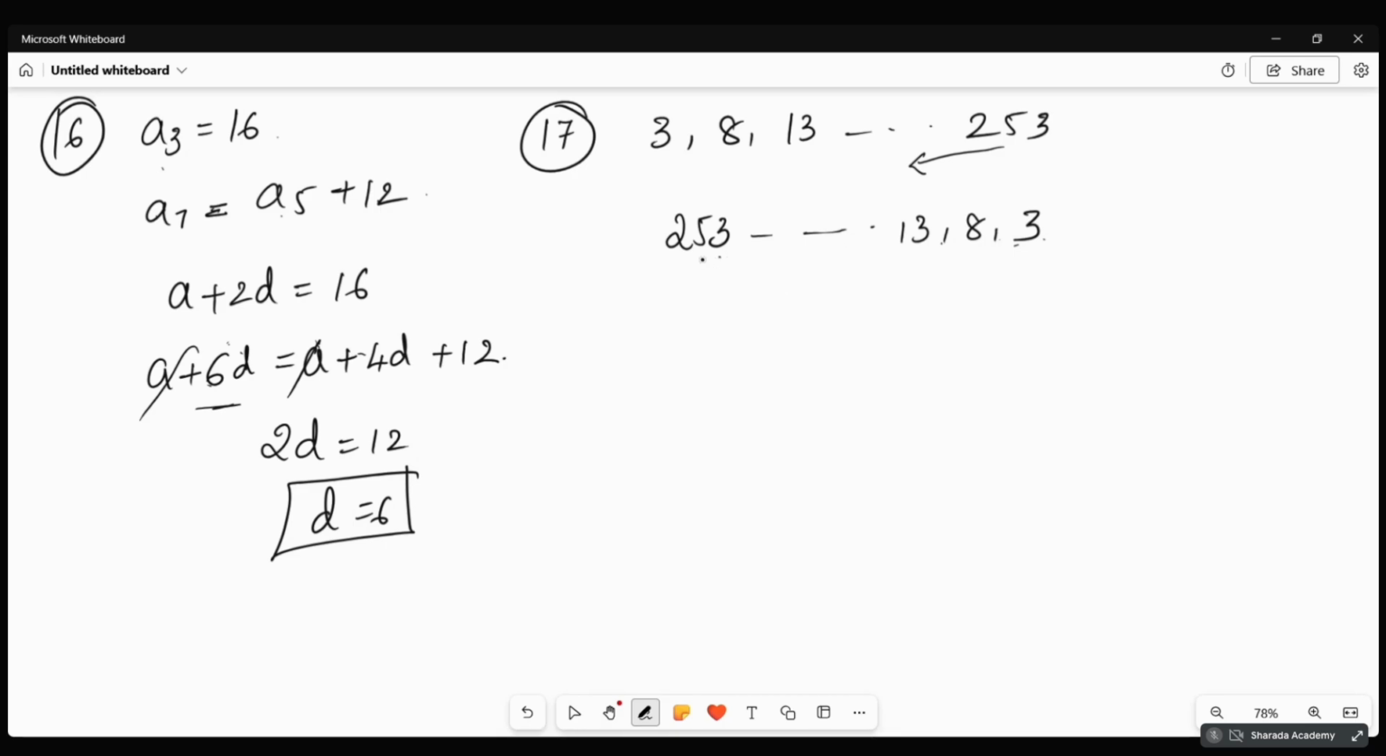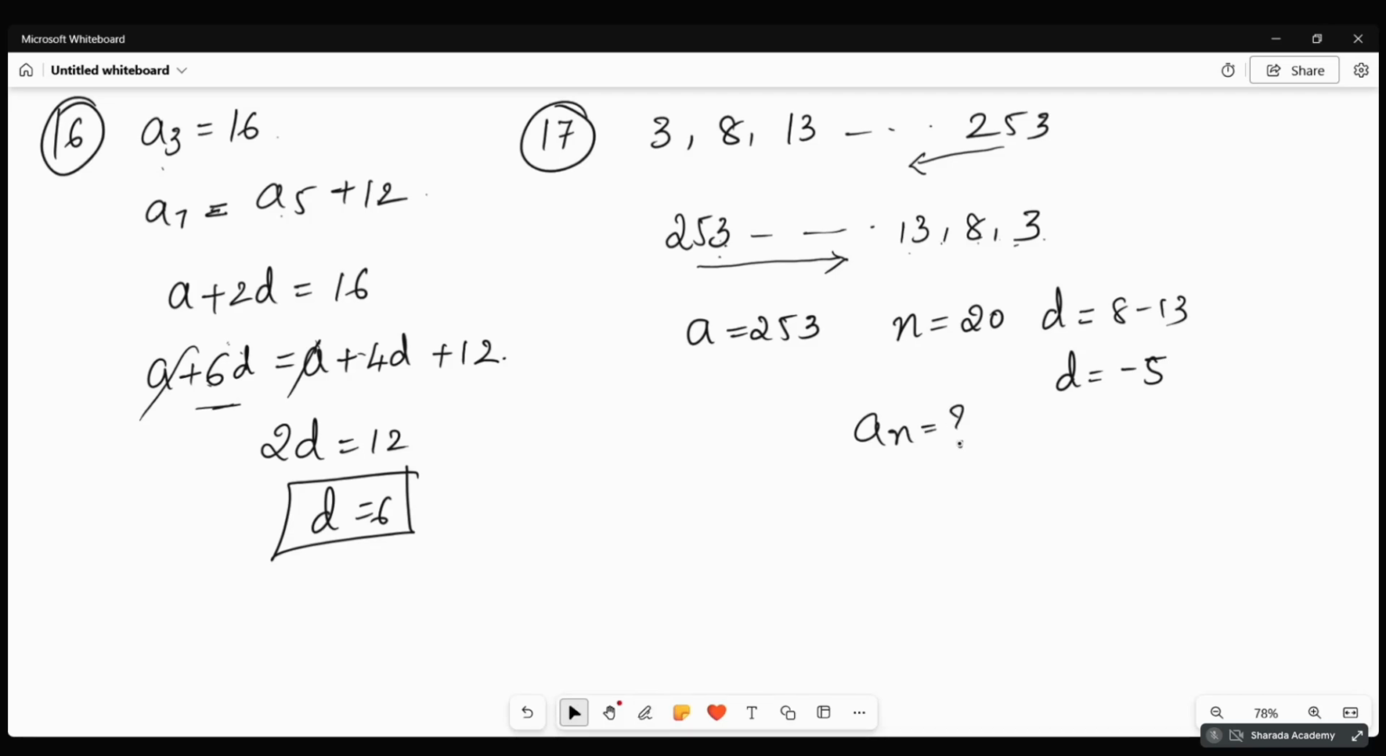So here from this side it is the 20th term only, no? Because we have reversed the AP now. Understood? So now A is equal to 253. Now the 20th term from here means N is equal to 20 and D is equal to 8 minus 13. So D is equal to minus 5 here. So find An.